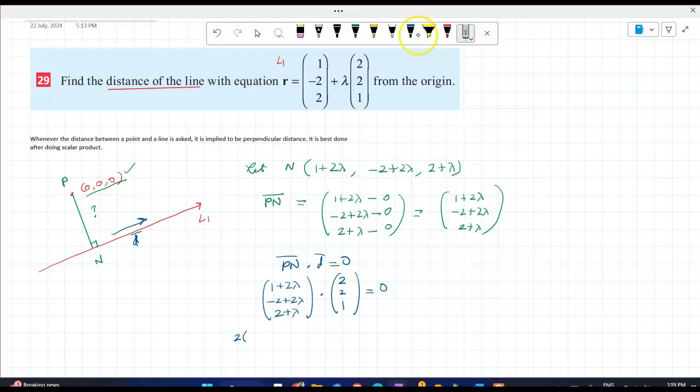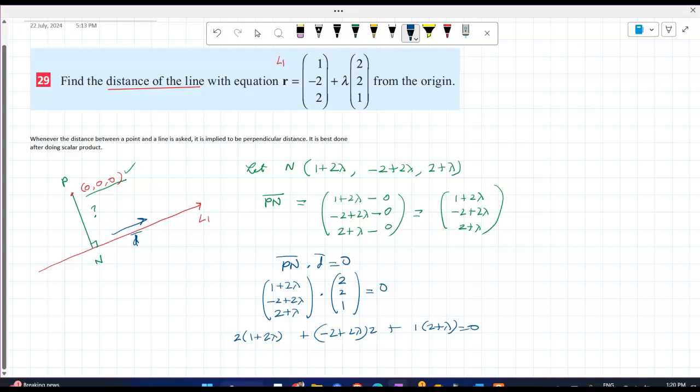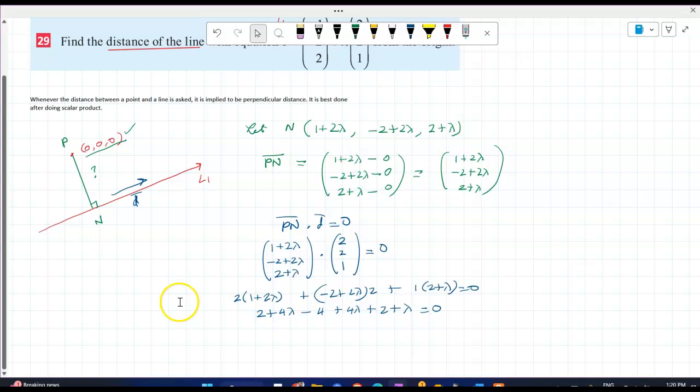So this is just straight multiplication: x1 x2 plus y1 y2 plus z1 z2. You remember this, no? Because obviously this is a revision video, so I may not go into it. Solve for this: 2 plus 4 lambda minus 4 plus 4 lambda plus 2 plus lambda. So that's how much? 2 minus 4 is minus 2, plus 2. This is 9 lambda, and 9 lambda is equal to 0. So lambda is equal to what?